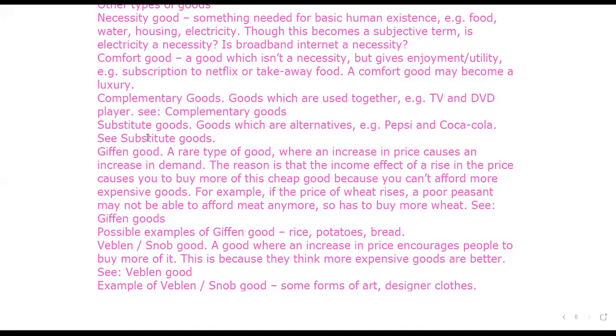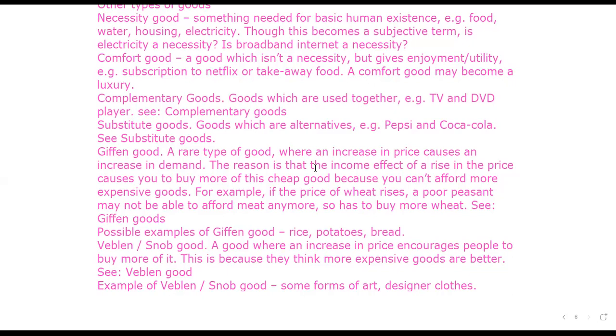Giffen goods are a rare type of good where an increase in price causes an increase in demand. The reason is that the income effect of the rise in price causes you to buy more of this cheap good because you can't afford more expensive goods. For example, if the price of wheat rises, the poor may not be able to afford other goods anymore, so they'll buy more wheat. Giffen goods include potato, rice, bread.